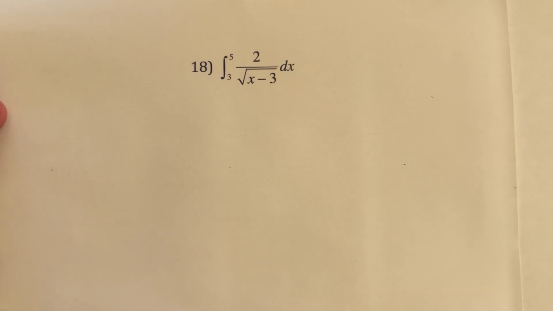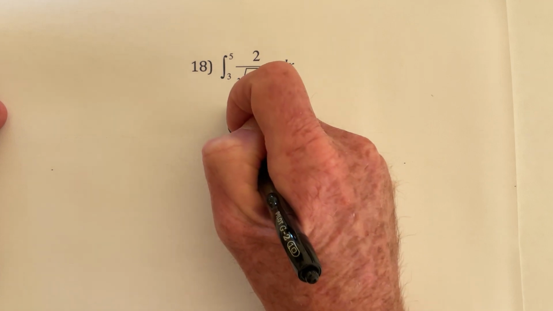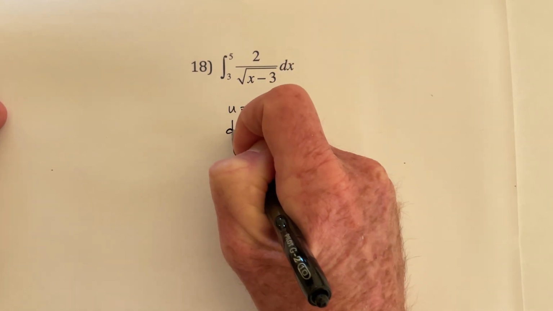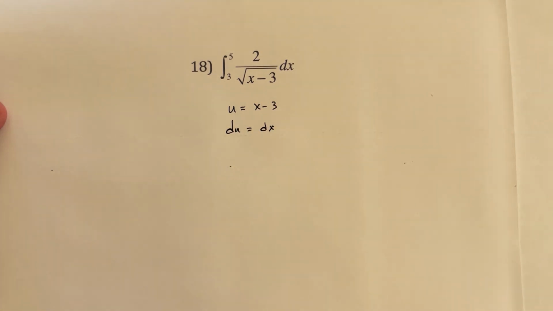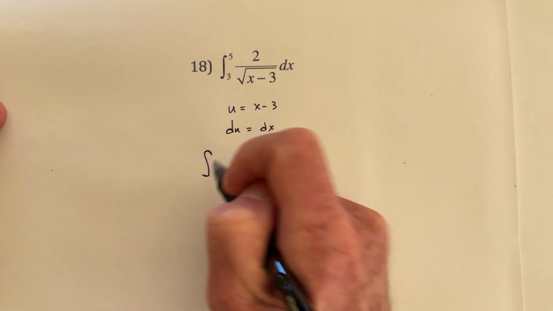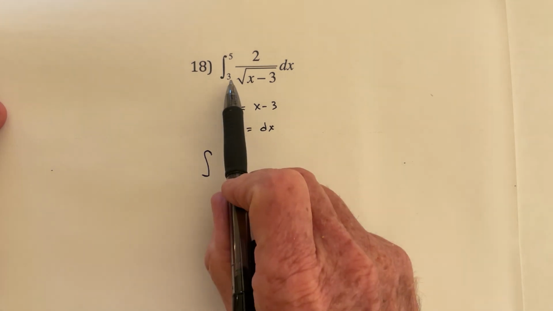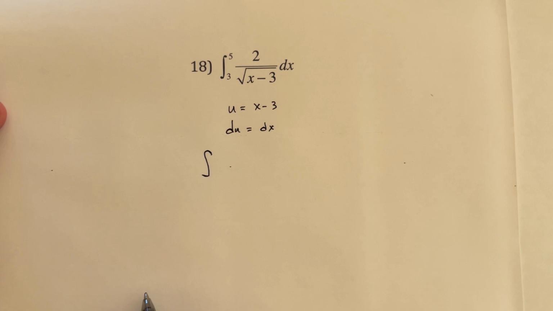So this one, I think I would use u substitution. So let u be the inside part. The derivative of that would just be 1 times dx. And then we're ready for the u substitution. So when I do u substitution, I leave off the 3 and the 5 because this is what x equals and this is what x equals. It's not what u equals. So for the moment, I'll just leave that off.